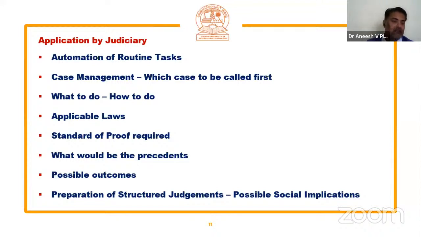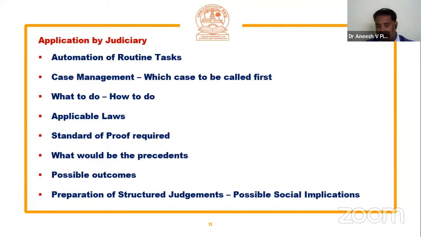If AI tools are successfully used, the judges can easily automate their routine tasks, and thereby they can save a lot of time and they can settle or dispose of cases at a very fast pace. Then case management. As I said, which case should be called first, which case has more significance than other cases, the judiciary can identify with the help of AI tools, and accordingly they can decide the matter.